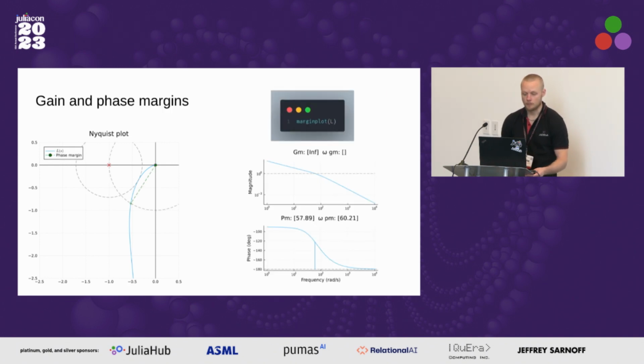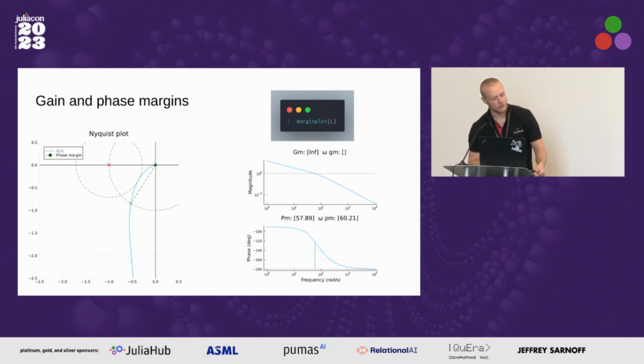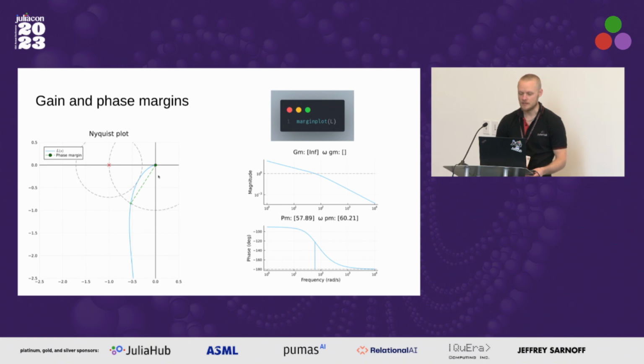Right, we can also perform simple analysis like compute gain and phase margins. So here I try to indicate with this green line, this point is where we would compute the phase margin, and the gain margin here is actually infinite because the curve never intersects this real line. So this is just to show that you can easily perform this simple analysis that you might be familiar with as a control engineer, even though you have a nonlinear ModelingToolkit model.